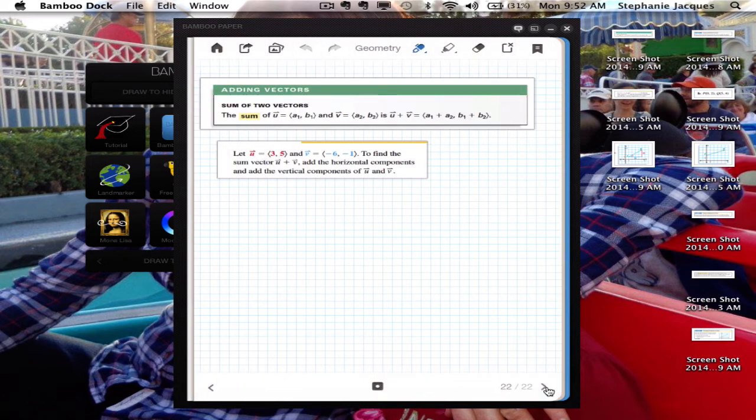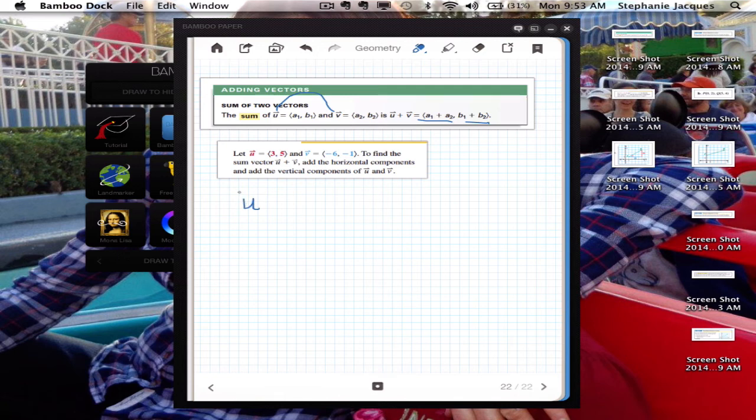Let's look at our last example. So let's say we're adding two vectors up. So when you add them up, the sum of u and v, where u is a1, b1 and v is a2, b2, all you do is add those vectors. So you're just adding your x values and your y values. So let's look at this. We have u is 3, 5, and v is -6, -1. To find the sum of vector u and v, add the horizontal components and add the vertical components. So all you're doing is doing this.